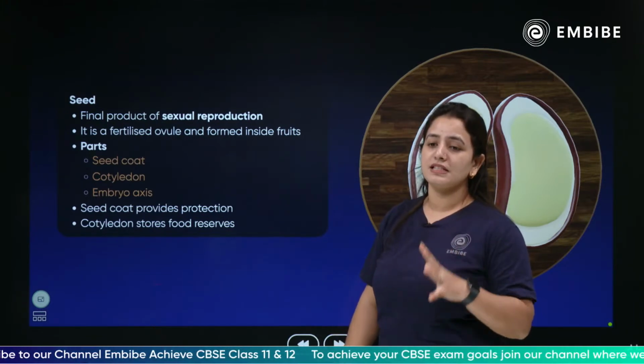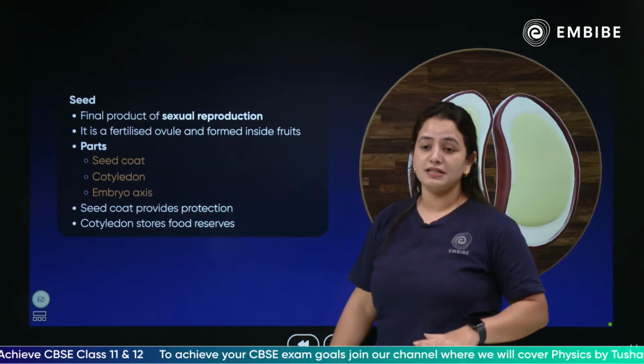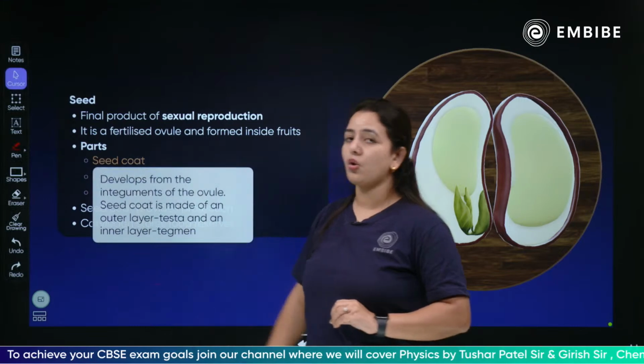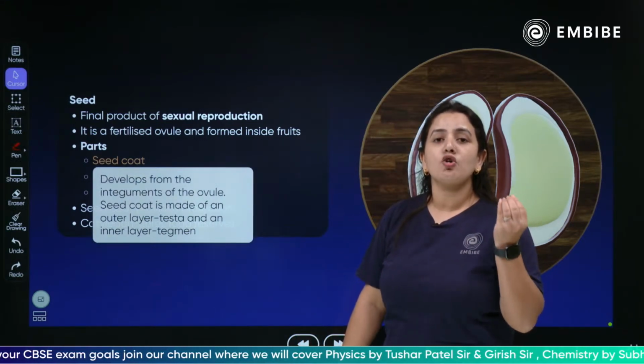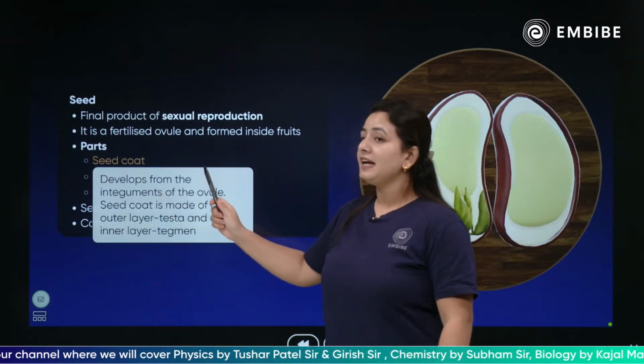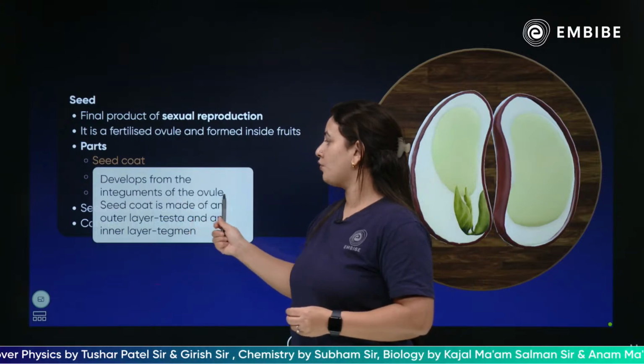The parts of the seed are the seed coat, cotyledons and embryonal axis. We have discussed it, and these are very important three parts. Talking about the seed coat, what is a seed coat? Coat is a covering only. It is developed from the integuments, the layers of integuments of the ovule.